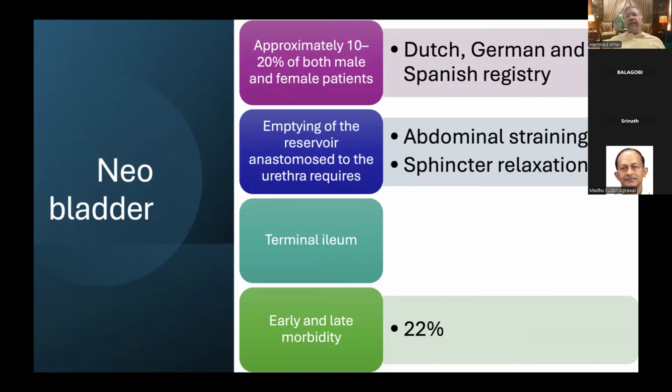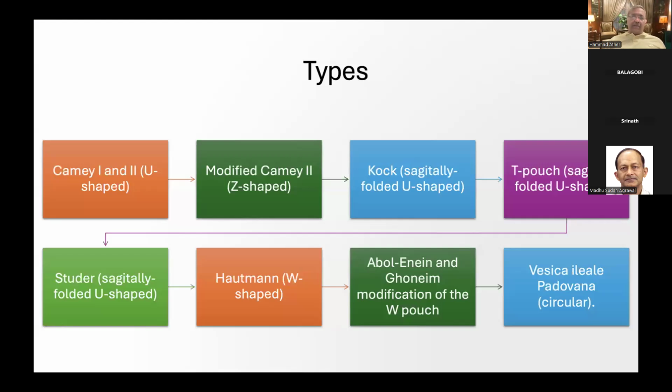We know that the emptying of these reservoirs is essentially by abdominal straining and sphincter relaxation. Terminal ileum is the most commonly used bowel segment. This procedure is associated with significant morbidity, both early and late.